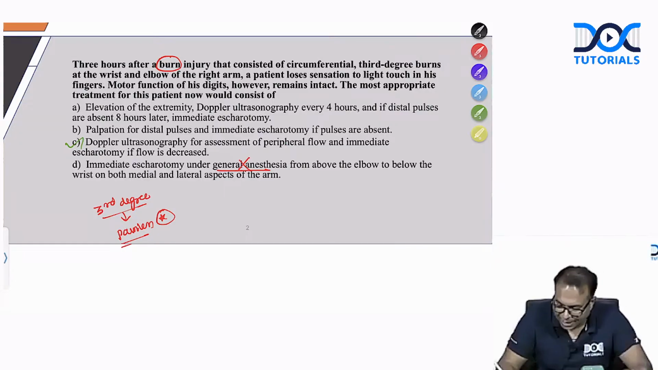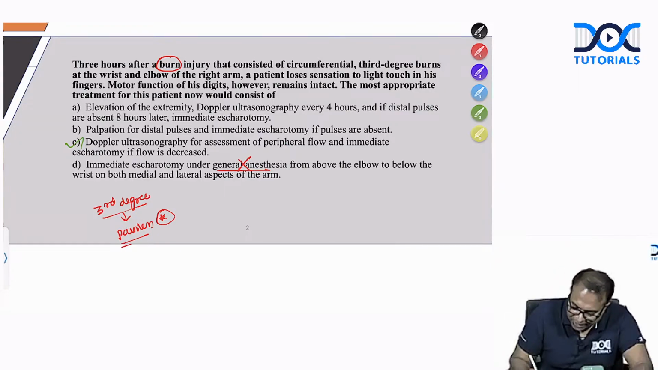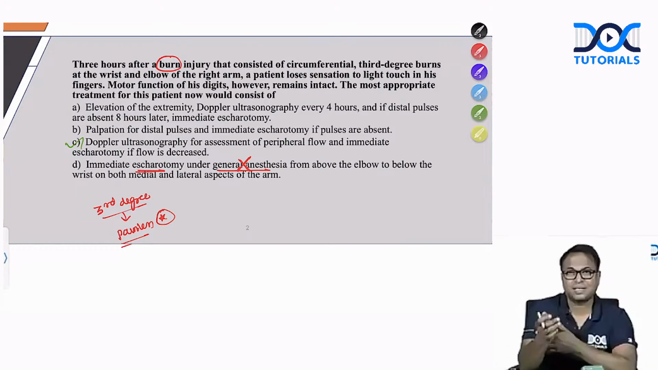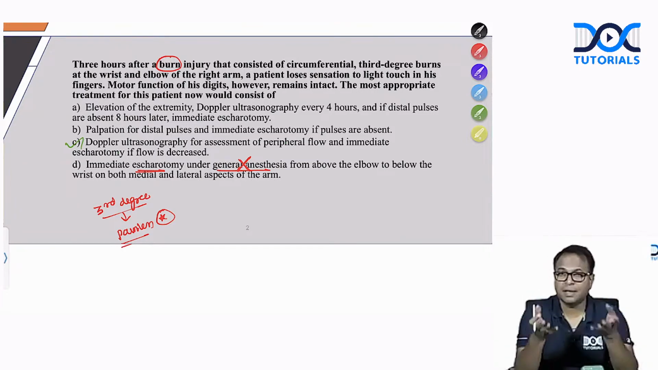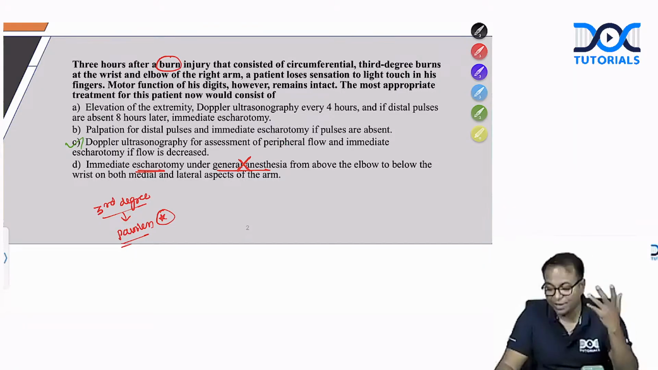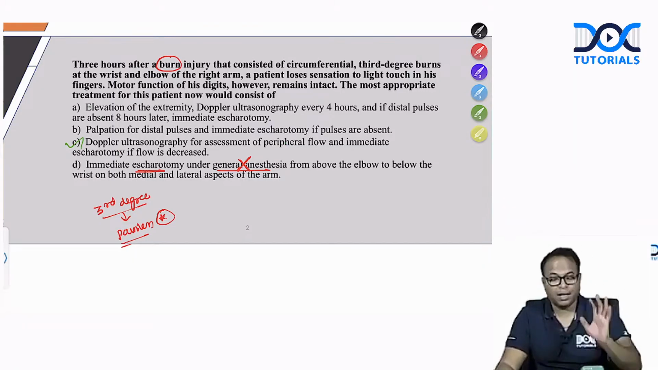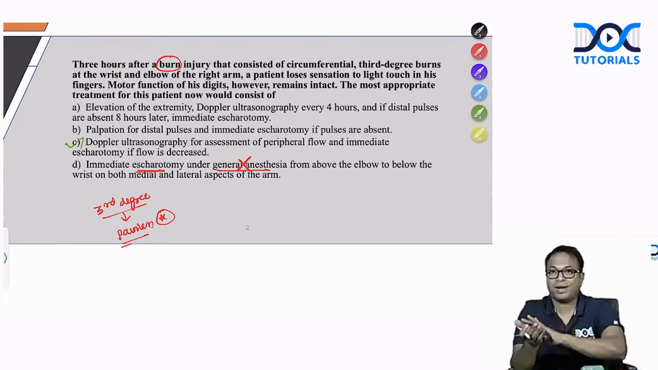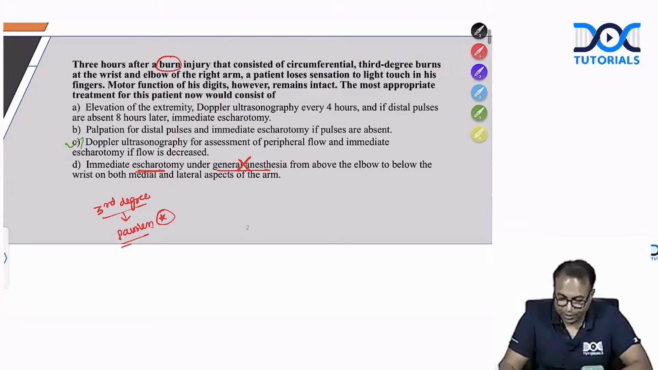The interesting catch point here is that there is no need of anesthesia for escharotomy. Escharotomy is a painless procedure because the eschar is already painless. It's a third degree burn, a painless burn. So there will be no pain. You can do escharotomy without any anesthesia, and that should be done after assessing with the Doppler ultrasound. If the flow is decreasing to the peripheral radial and ulnar artery, immediately do this procedure.